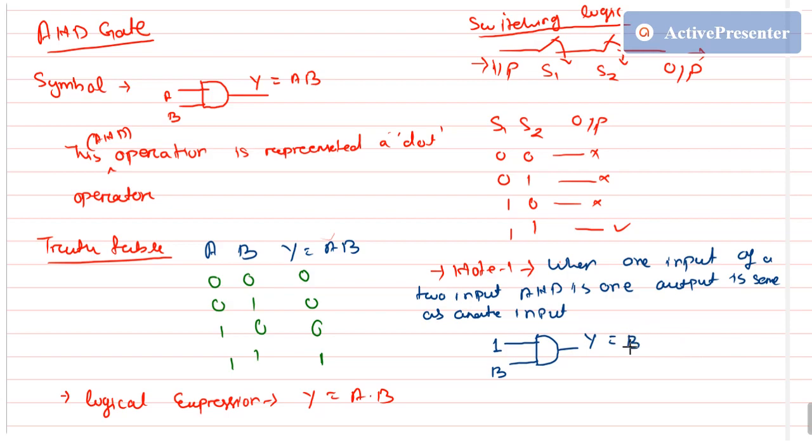So what does this mean? This one is fixed. Suppose you give the input as 0 here, so the inputs will be 1 and 0. For inputs 1 and 0, you are getting the output as 0. So Y equals 0, which is equal to B. Again, if you put B equals 1, the inputs will be 1 and 1, and the output is 1. So here the output you will get is 1, which is equal to B. So the statement says if one of the inputs is 1, then the output will be the same as the other input.